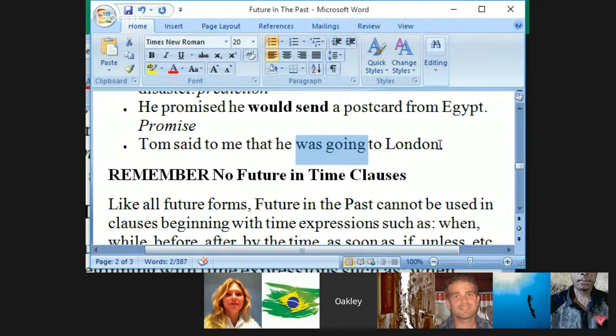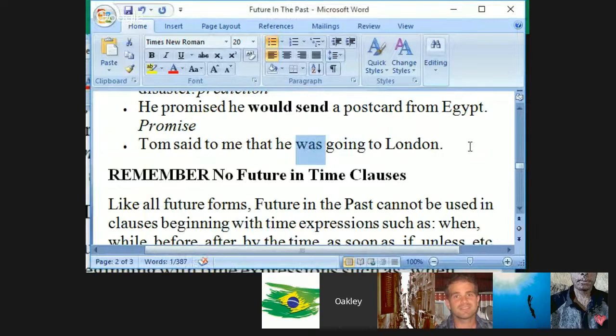what did Tom say exactly? In the past, Tom said, Antonio, what did Tom say? What is the actual speech? That's direct speech. Well, Tom actually said, I am going to London, in the present continuous. So when you report it later, you say, Tom said to me that he was going to London. You see what I mean now? What he actually said. Right.